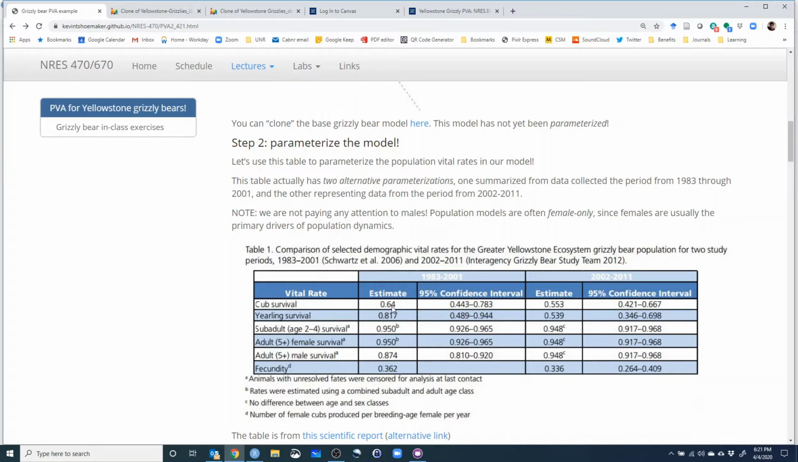Here we see the survival estimates for the cub stage, where the estimate is 0.64. And I should mention that what we see here in this table, there's actually 2 estimates for each of these vital rates.